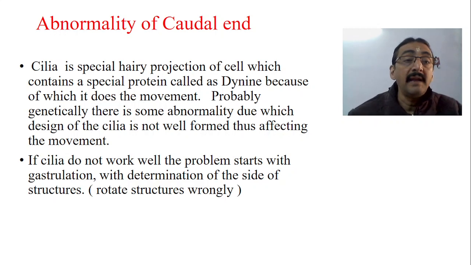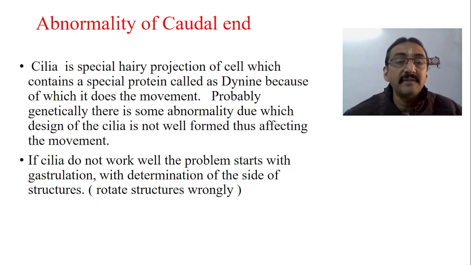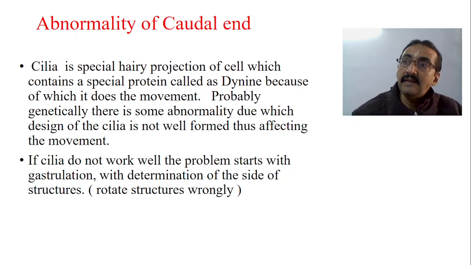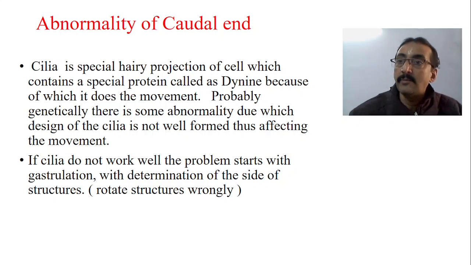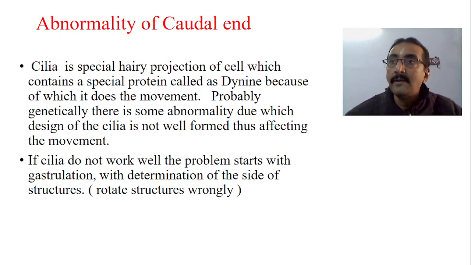Now if the cilia is not working well, the problem starts with the gastrulation itself, with the determination of the sides of the structures. So now I think you can understand, if the cilia are not formed at the gastrulation stage itself because of a genetic problem, from the beginning this distribution of the structures will be affected. Then throughout the course of development the structures will be in the wrong place.